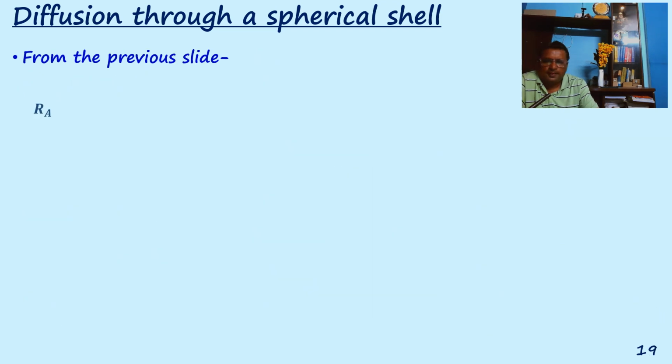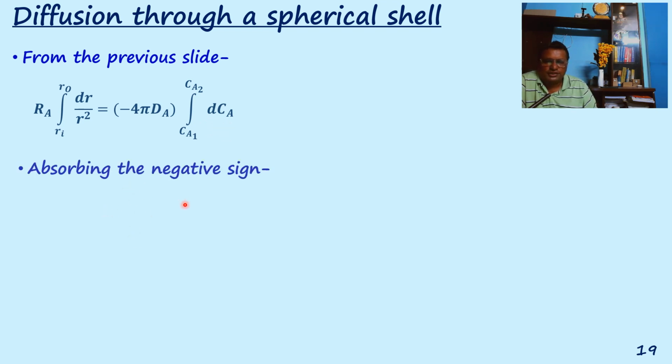Next, again continuing with that equation, we had just got this equation Ra integration from Ri to R0 dr upon r square, that is equal to minus 4 pi dA CA1 to CA2 dCA. Now if you absorb the negative sign, then we will have to change the limits. So in that case, you have Ra integration from Ri to R0 dr upon r square, that is equal to 4 pi dA integration from CA2 to CA1. Now the limits are changed.